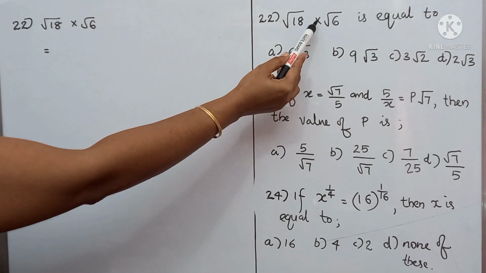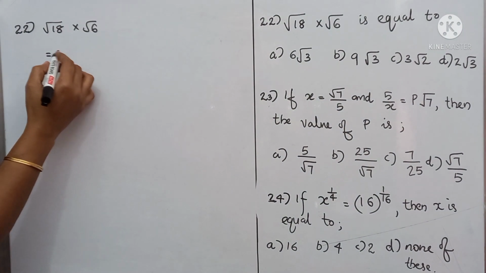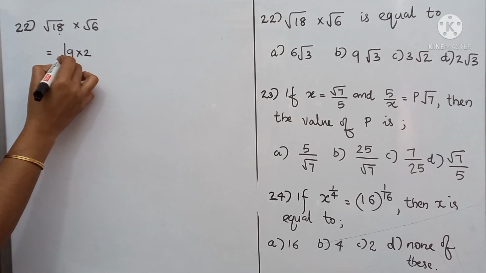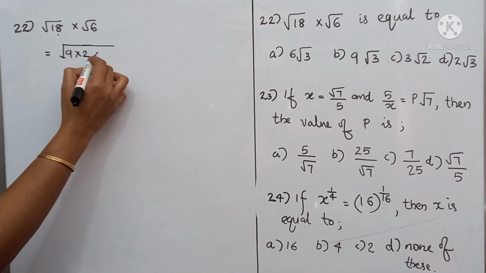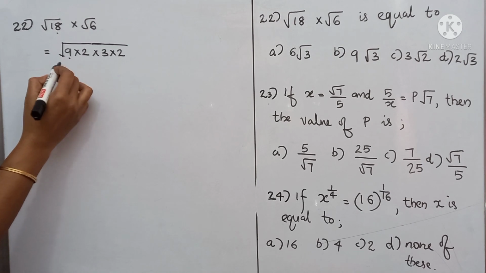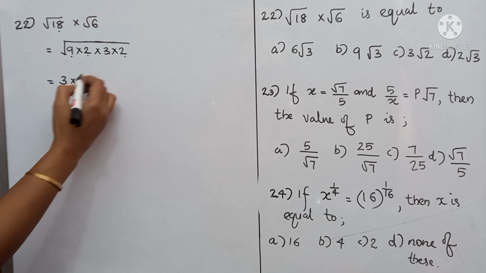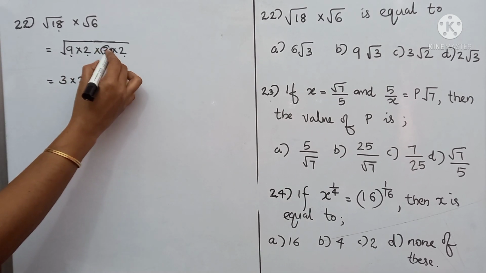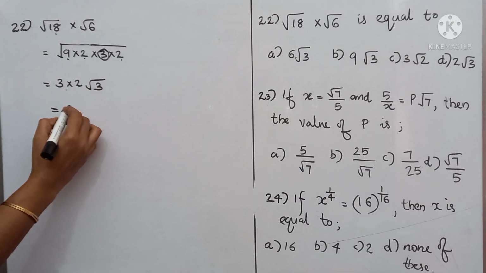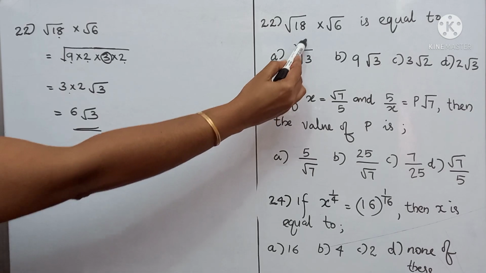Question number 22. Root 18 into root 6 is equal to. The options are given. We have to find the square root of 18. 18 can be written as 9 into 2. Instead of 18, we can replace it as 9 into 2. Then into 6. 6 can be written as 3 into 2. Now square root of 9 is 3. And here 2 into 2 is there. That is 2 square. Square root of 2 square is 2 itself. Then 3 only remains inside the square root. Here it is root 3. That is equal to 3 into 2 is 6. 6 root 3. That is the answer. Option A, 6 root 3.